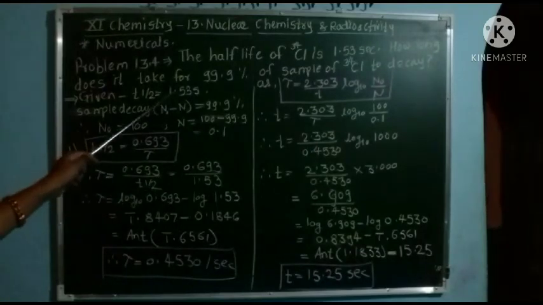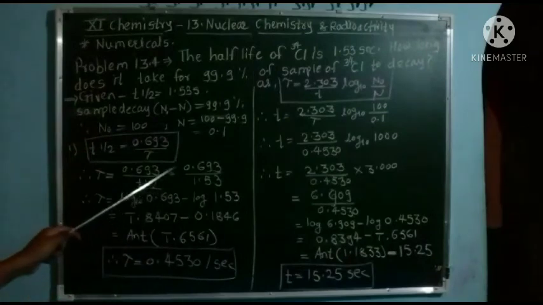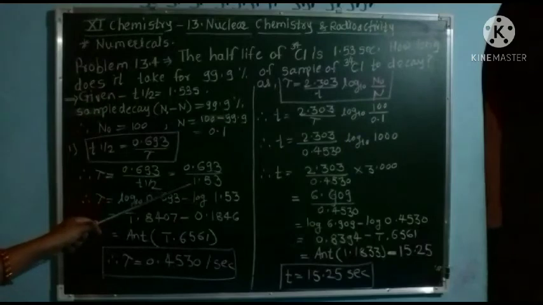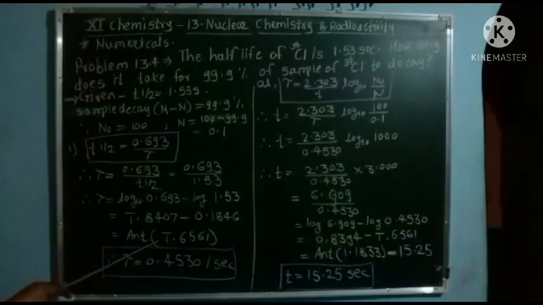T half value is given, 1.53. If we subtract the log of 0.693 and log of 1.53, we will get minus 1.6561, and the antilog of this term will be 0.4530. So the value of lambda will be 0.4530 per second. Now we have the values of lambda, n0 and n. We have to calculate the T.